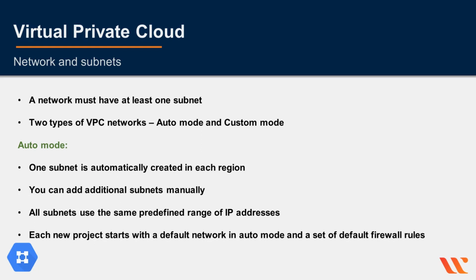GCP offers two types of VPC networks. These are determined by their subnet creation mode. You have auto mode and custom mode. In auto mode, one subnet is automatically created in each region. You can add additional subnets manually. All subnets use the same predefined range of IP addresses. Each new project starts with a default network in auto mode and a set of default firewall rules. As new GCP regions become available, new subnets in those regions are automatically added to auto mode networks using an IP range from that block.